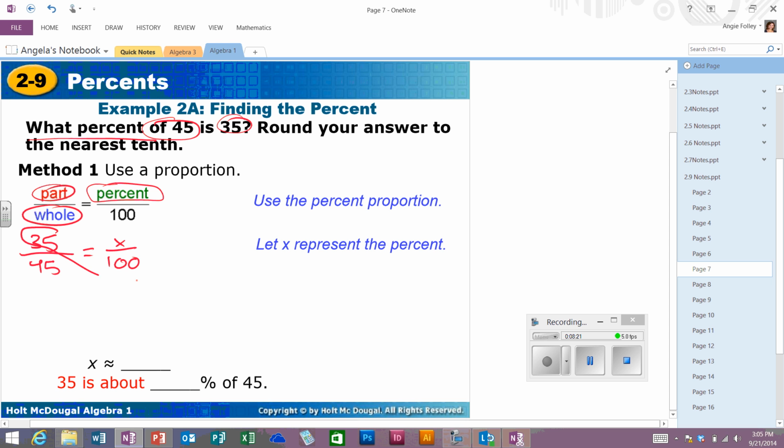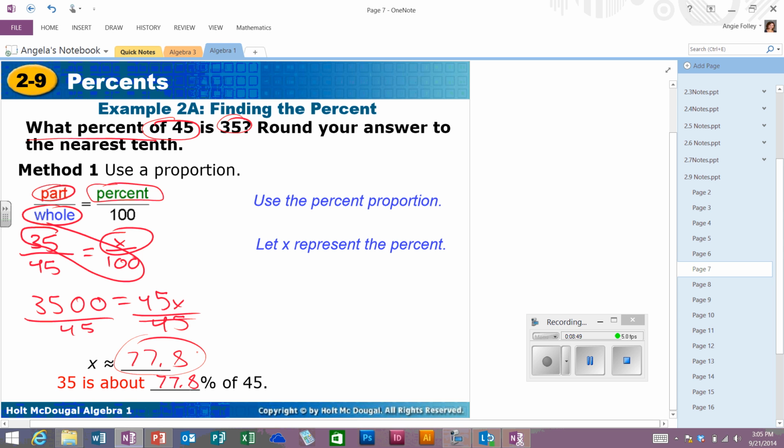So now we're going to multiply. We get 3,500 equals 45x. We divide by 45. And x comes out to about 77.8. So that means 35 is about 77.8% of 45. When you solve your answers this way, using a proportion, if you're solving for a percent, the answer already comes out in percent form. You don't need to move the decimal.